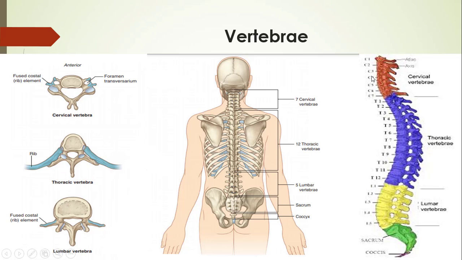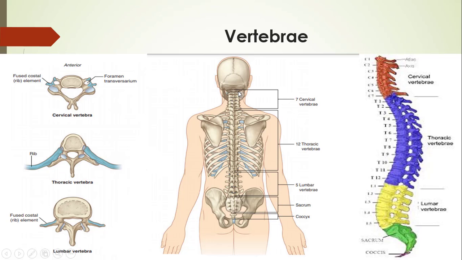The 7 cervical vertebrae, which connect the head with the thorax, are characterized mainly by their small size. Not only by their small size, but also by their foramina transversarium, or the foramen of the transverse processes. The 12 thoracic vertebrae, which connect the cervical vertebrae to the lumbar vertebrae, are characterized by their articulated ribs.